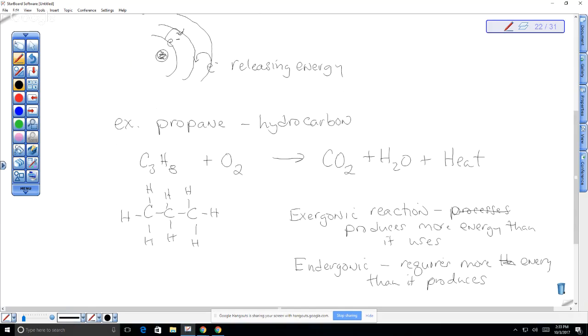So from your lecture, would this be an example of a catabolic reaction or an anabolic reaction? Anabolic is building something, or is it breaking something down? It would be catabolic, right? Because it's breaking down propane in the presence of oxygen and it's producing small molecules, right? So this would be an example of catabolic.